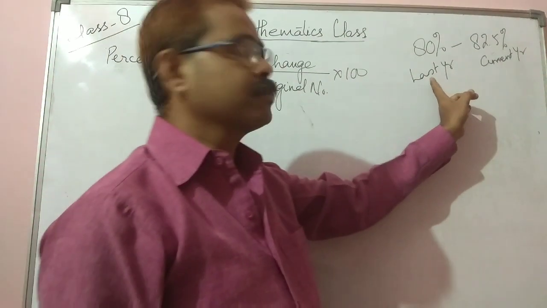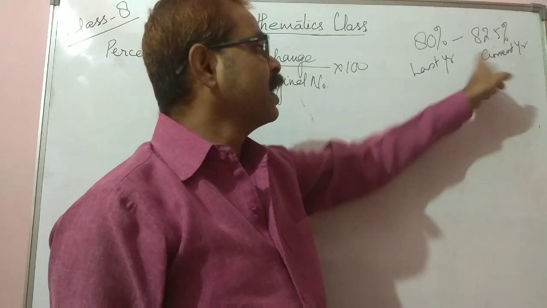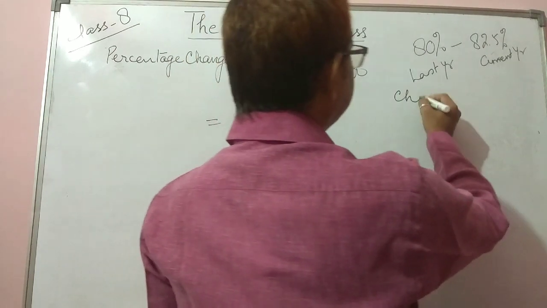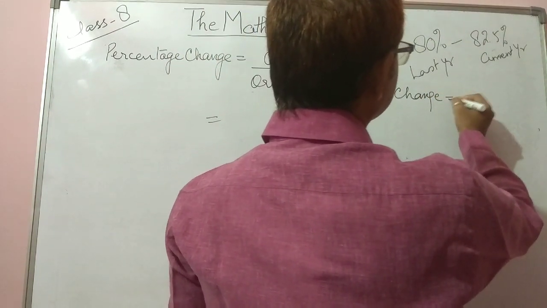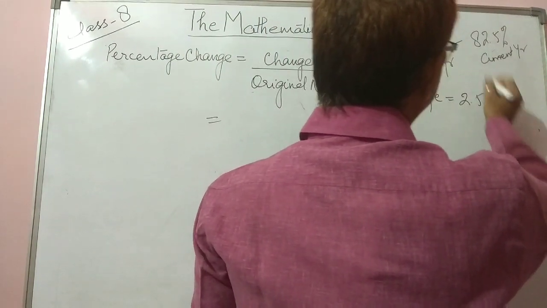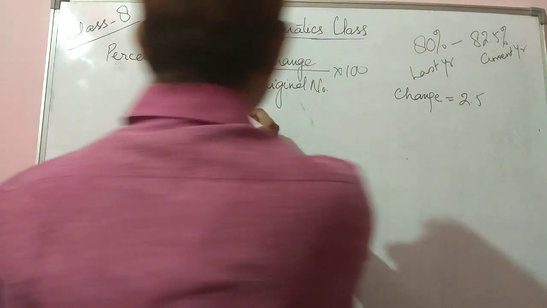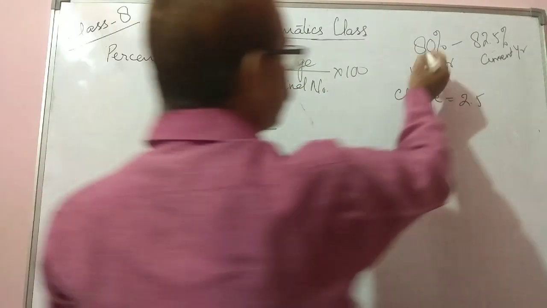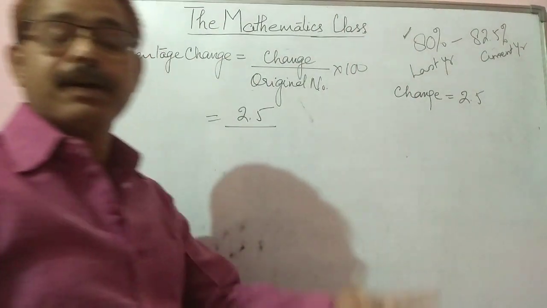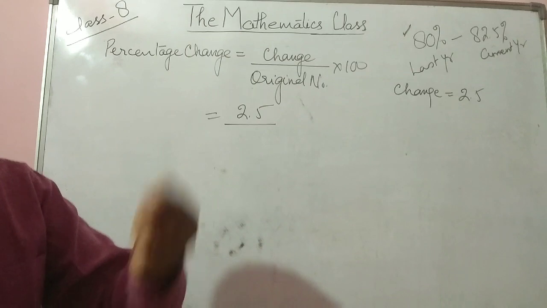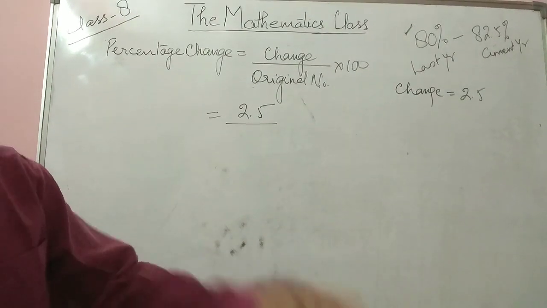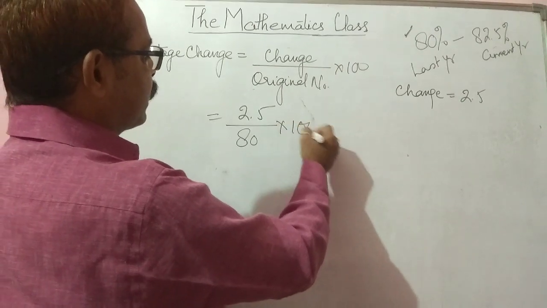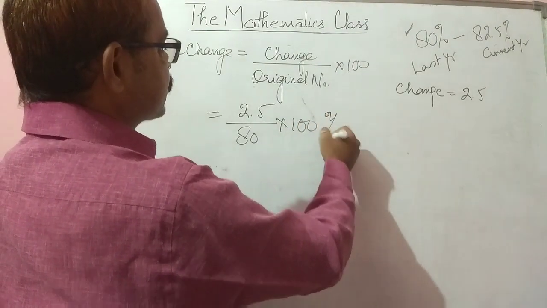Now let's take up this example. Initially your percentage was 80%. Now it is 82.5. So what is the change? The change in your percentage is 2.5, since 82.5 minus 80 is 2.5. We always compare with last year's performance. The last year's performance has to be considered as the original. So 2.5 upon 80 times 100, and then put a percent sign.